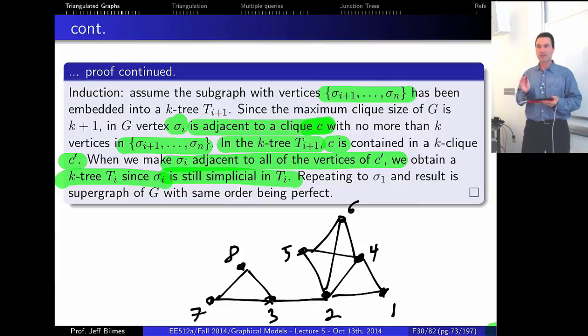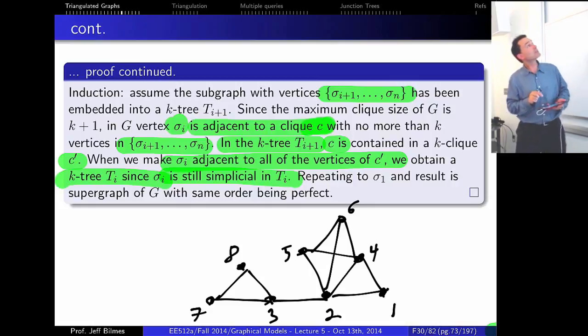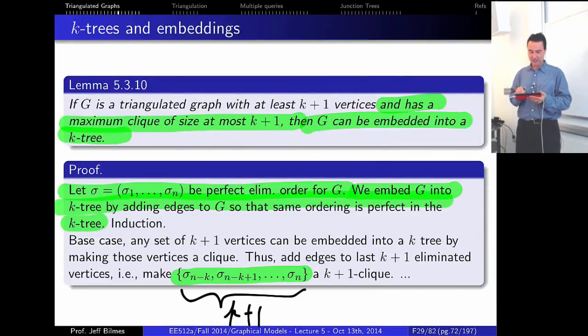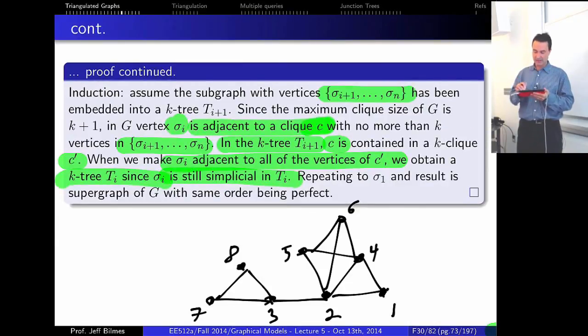The first thing we have to do in order to embed into a 3-tree is what? What does the theorem state? Let's go back to the theorem and see what it says. We have to have a base case of K plus 1 vertices. So we have to take these last 4 vertices, 1, 2, 3, and 4, and turn them into a clique. Like I said, this is going to get a little bit messy.